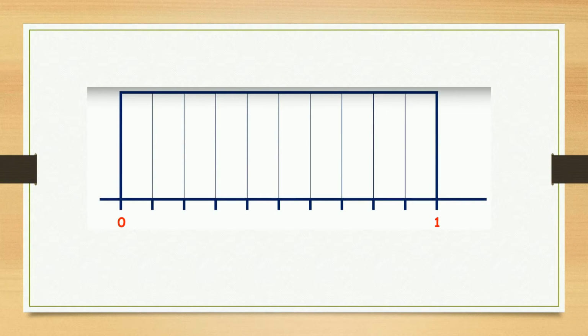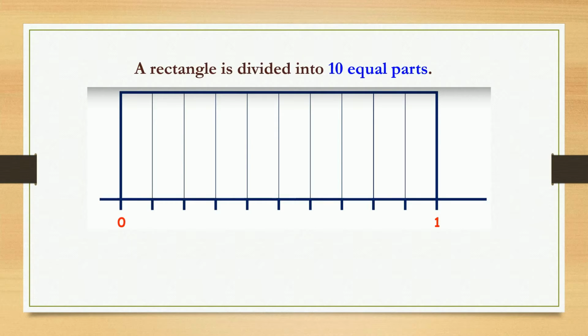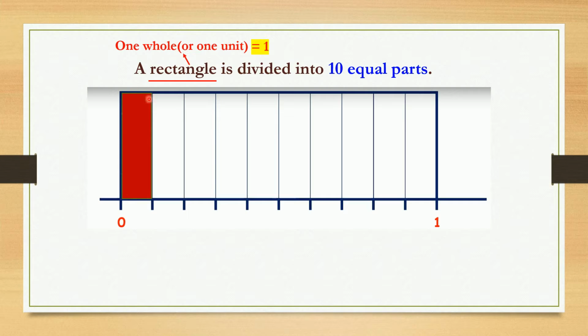Here in this figure we have a rectangle that is divided into 10 equal parts. As you see here we have 10 equal parts. Let's remember that a rectangle here is the chosen unit, the one whole that we chose. And one whole or one unit is equal to the number 1. This whole rectangle is equal to 1. Now if we color one piece, this piece represents the fraction 1 over 10, or 1/10.